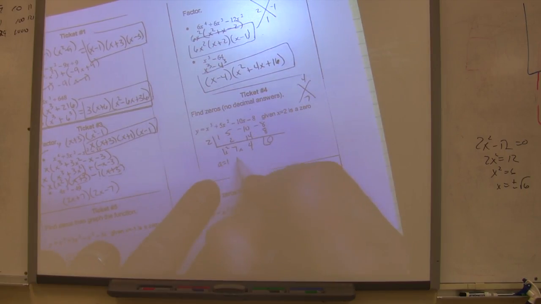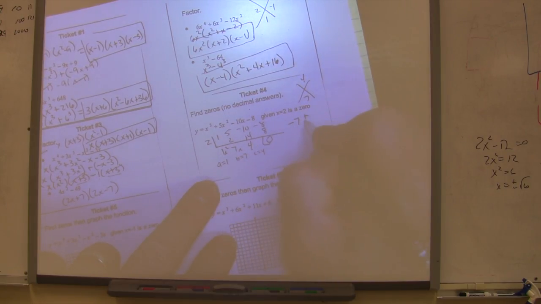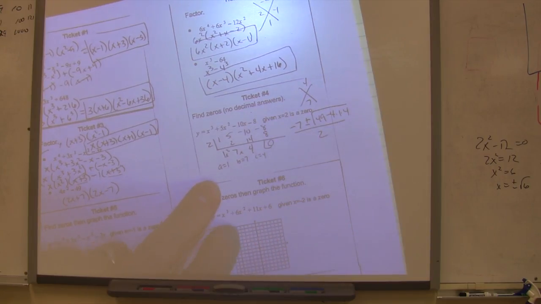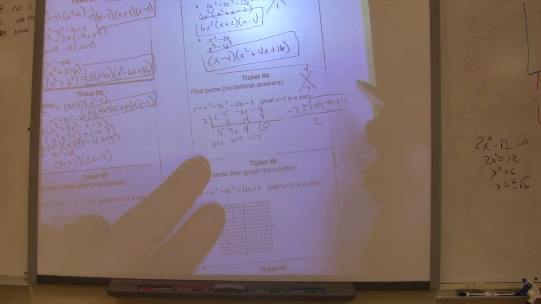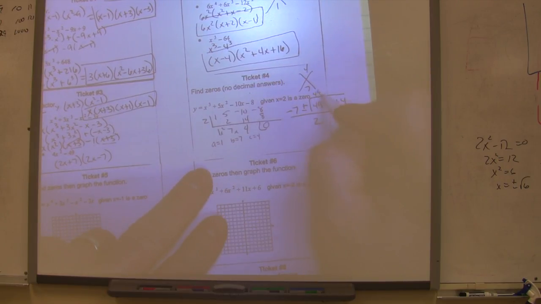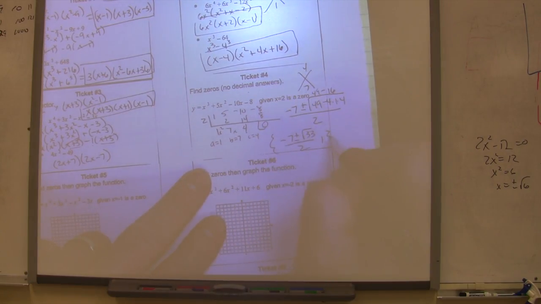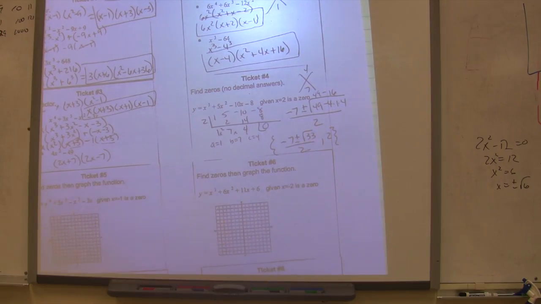So our a is 1, our b is 7, and our c is 4. So we get negative 7 plus or minus the square root of 7 squared, 49, minus 4 times 1 times 4, all over 2 times 1, which is 2. And then we have 49 minus 4 times 1 times 4, which is 16. And so we get negative 7 plus or minus the square root of 33 over 2. There's no perfect squares in 33, so that is 2 of my answers. And then remember, we had the 2, so that is the third answer.